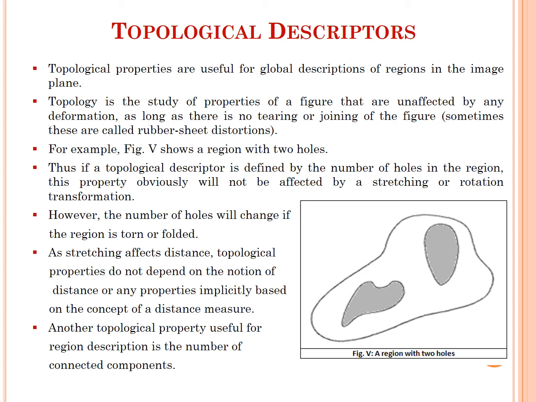As stretching affects distance, topological properties do not depend on the notion of distance or any properties implicitly based on the concept of a distance measure. Another topological property useful for region description is the number of connected components.